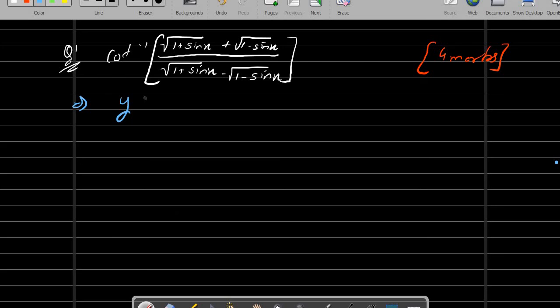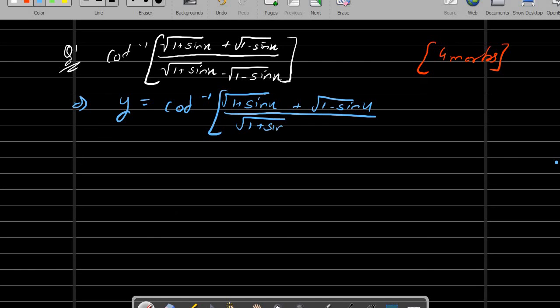Okay, so it's y equal to, this is the first step, right? How you express this expression. It would be under root 1 plus sin x plus under root 1 minus sin x divided by under root 1 plus sin x minus under root 1 minus sin x. So I'll close this bracket first, and now y is equal to cot inverse.